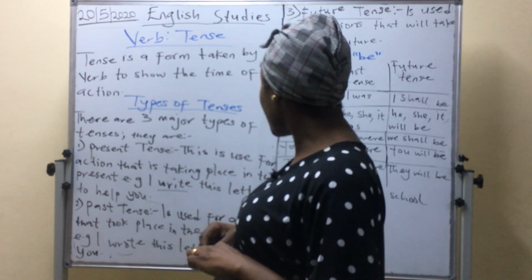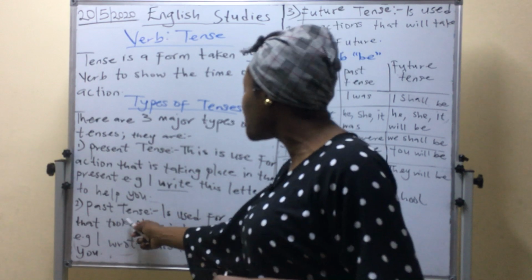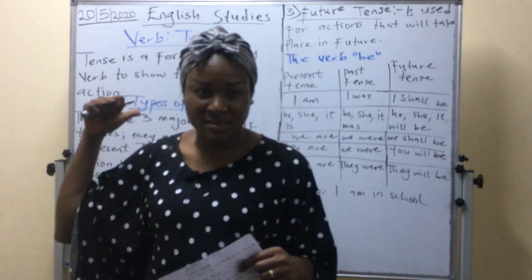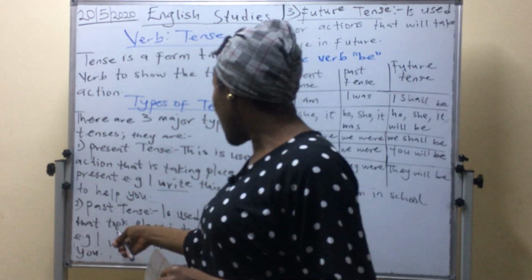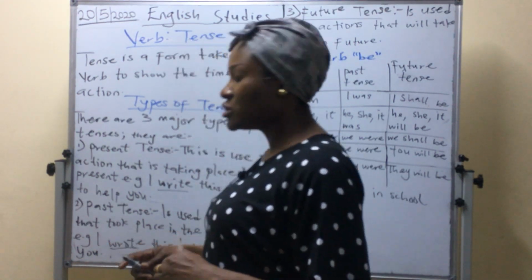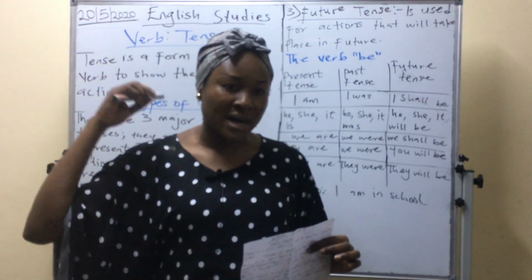Second type of tense is your past tense. It's used for actions that took place in the past. Example, I wrote this letter to help you. The word wrote is showing you that the action took place in the past.